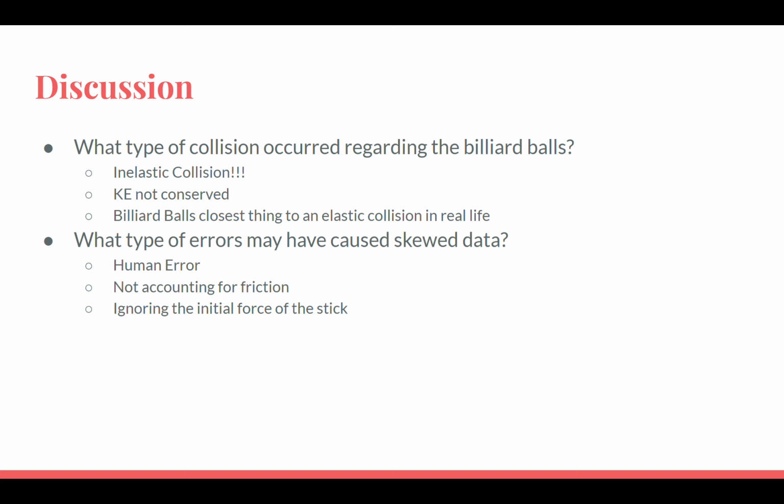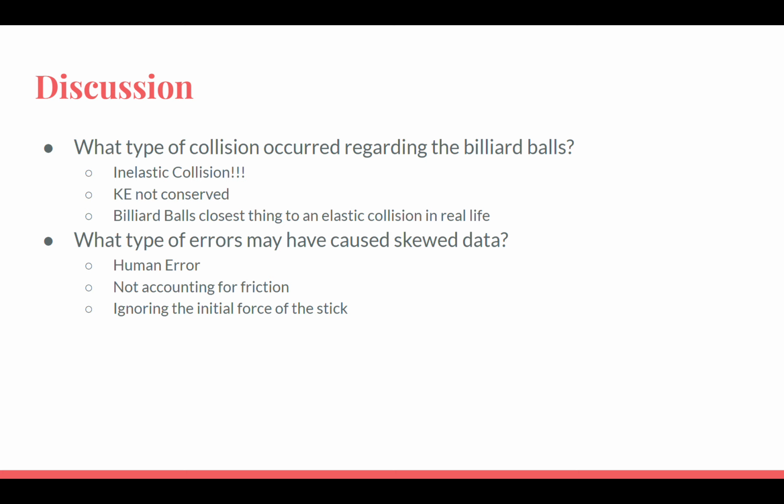What type of collision was this whole lab? Based off the data, this is an inelastic collision, which means kinetic energy is not conserved. However, the billiard ball example is typically used when professors or anyone says elastic collisions, because in real life, they're the closest thing you could get to where momentum and kinetic energy is conserved. But ultimately, in real life, in most systems, kinetic energy is not conserved, as it's lost to sound or friction, which leads me to point 2.